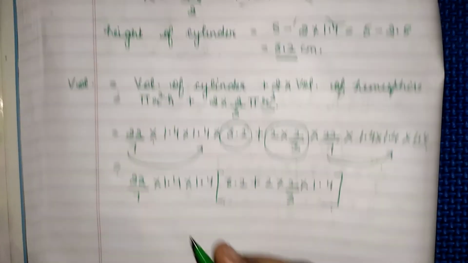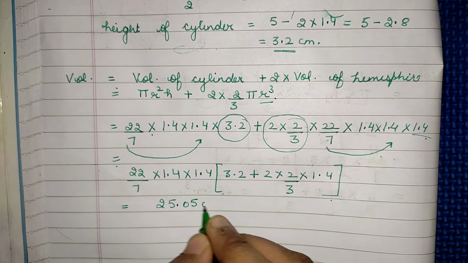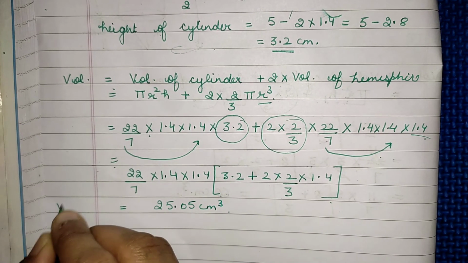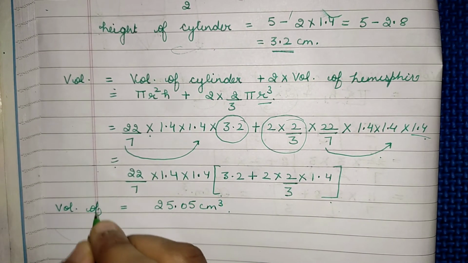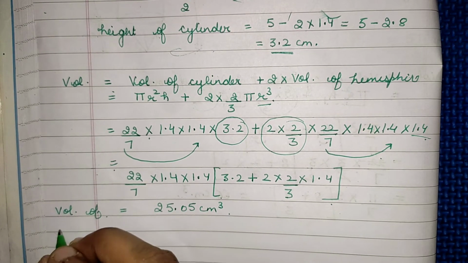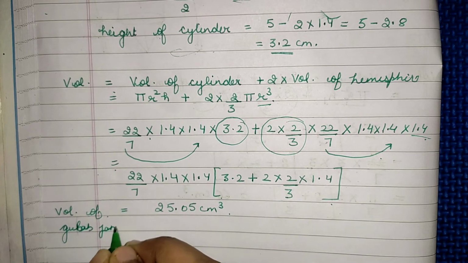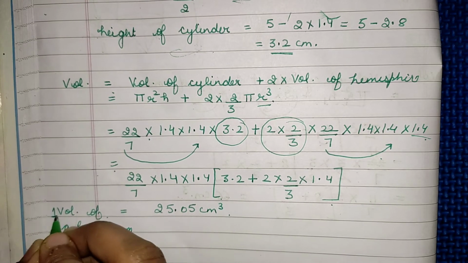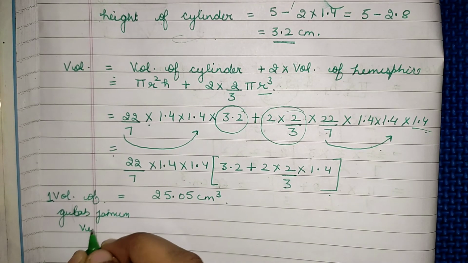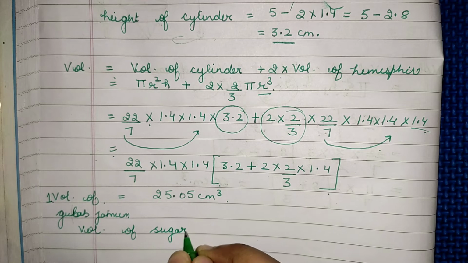Once you solve all these values, you will get your answer as 25.05 centimeter cube. This is not the volume of the sugar, this is not the volume required in the question. This is the volume of one gulab jamun. And we have to find out the volume of sugar for the 45 gulab jamun.